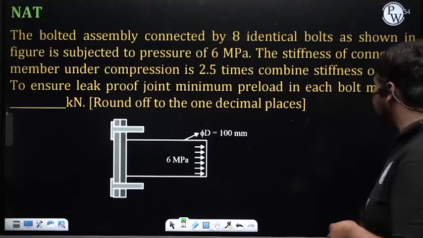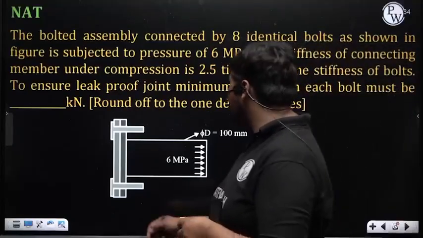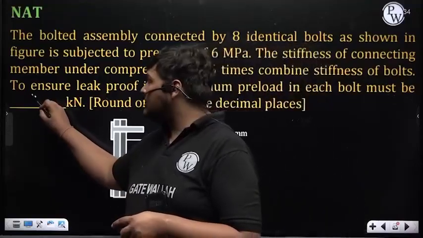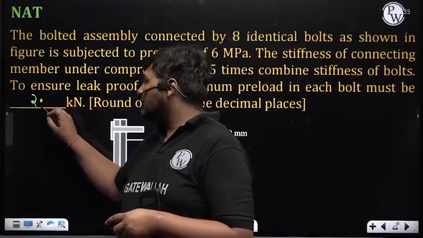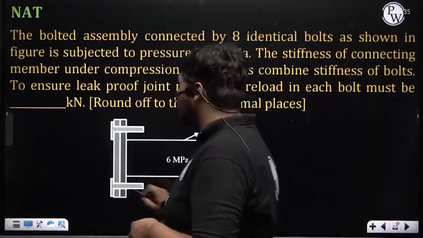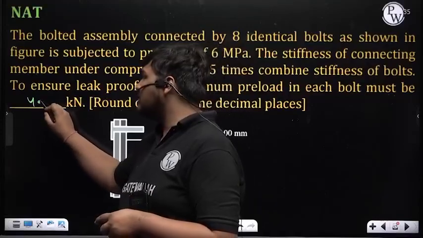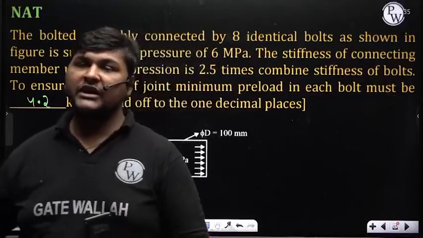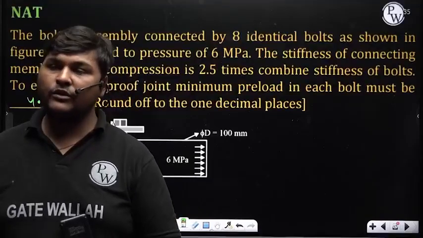Okay, so the limiting value of preload is coming 4.207 kilonewton. Okay, preload in each bolt is 4.207 kilonewton. In the last we have to round off our answer to one decimal place, so up to one decimal place it will be 4.207. If you round this off to one decimal place, it will be 4.2. So the correct answer for this question is 4.2 kilonewton. Okay.